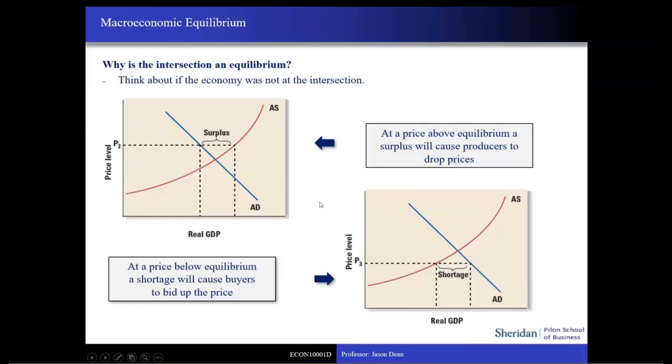It's basically where both groups are happy, in terms of what the consumers want to buy being equal to what the producers want to sell. Any situation where you're not at that equilibrium point is going to lead to price changes that will bring you back to the equilibrium.